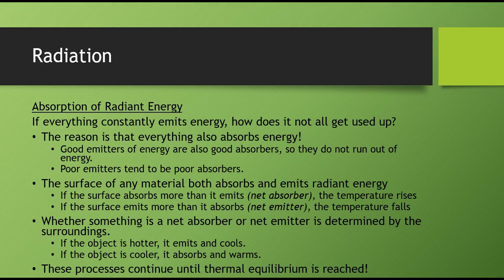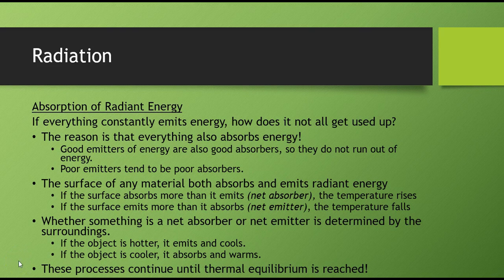Most objects that are good emitters of energy are also good absorbers of energy. So they can absorb a lot of energy, but they can also emit a lot of it right back out. So the temperature doesn't really change too much. Good emitters don't run out of energy because they absorb so much energy as they give it off. But you also see that the temperature of those substances doesn't go up. Objects that are poor emitters tend to be poor absorbers. So if the object only gives off a little bit of energy, it tends to only absorb a little bit of energy.